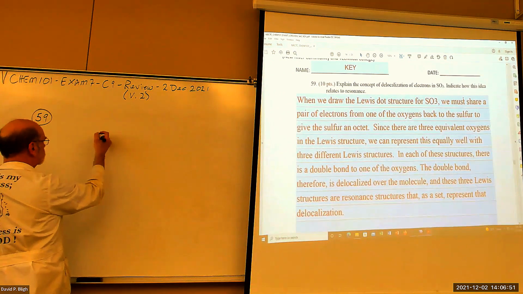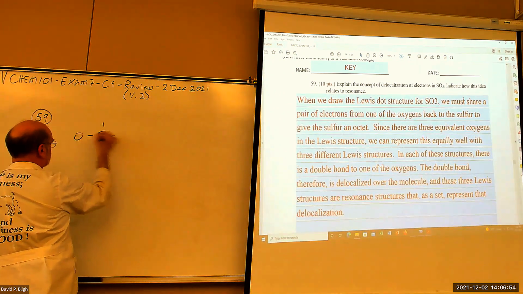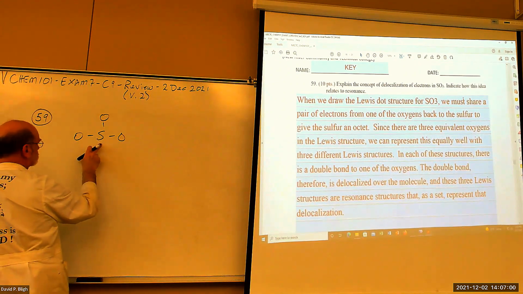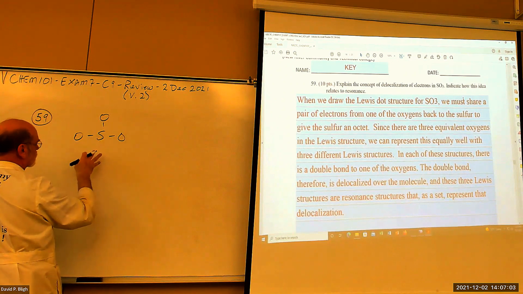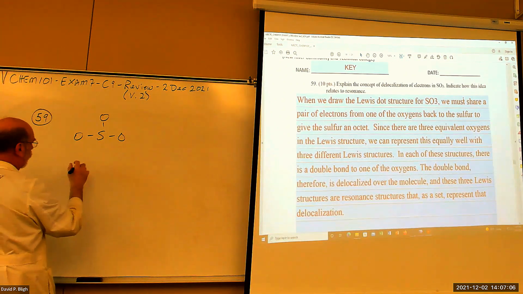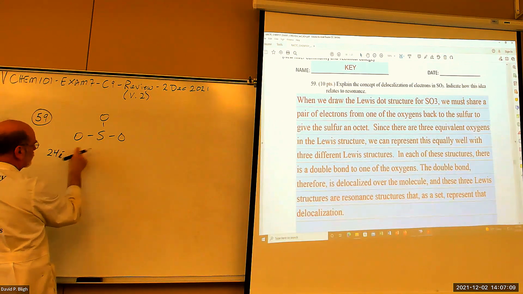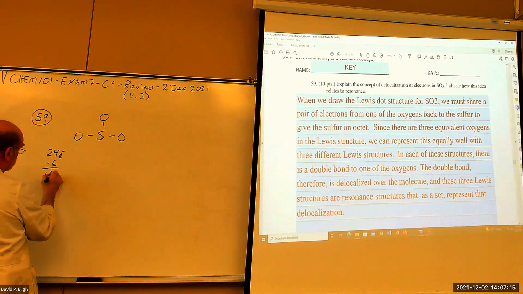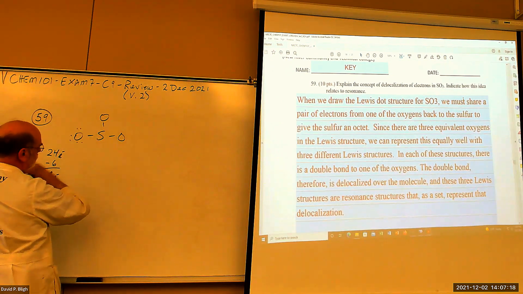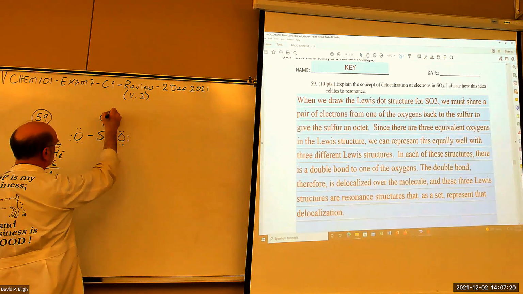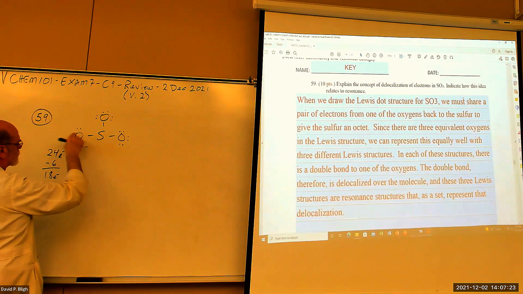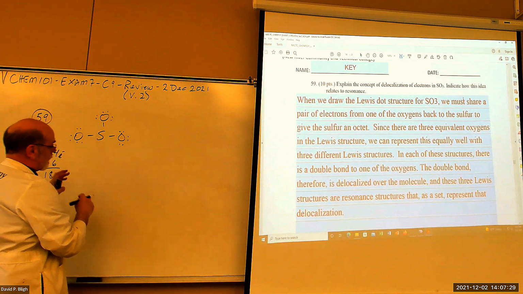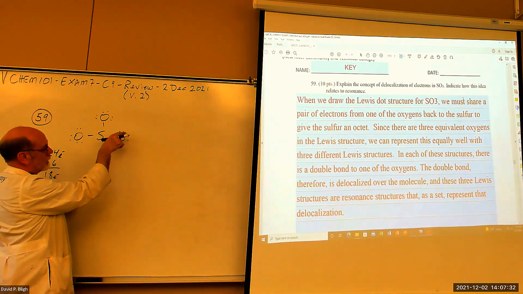So if we draw SO3, that, like that, like that, then we have 1, 2, 3, 4, all in the same family. So it's 4 times 6, it's 24 electrons. 2, 4, 6, which makes 18 electrons, right? 6 times 3 is 18. So we're good there.